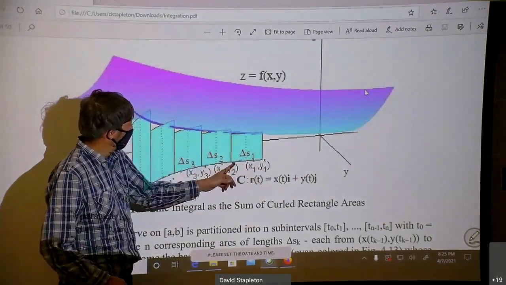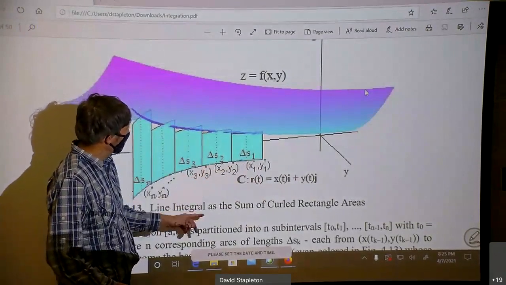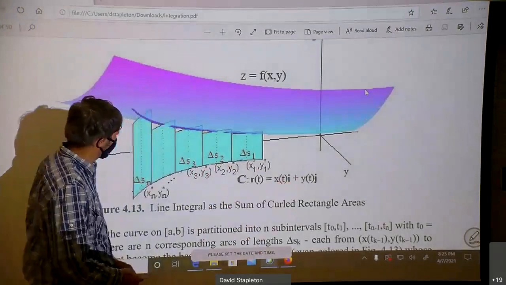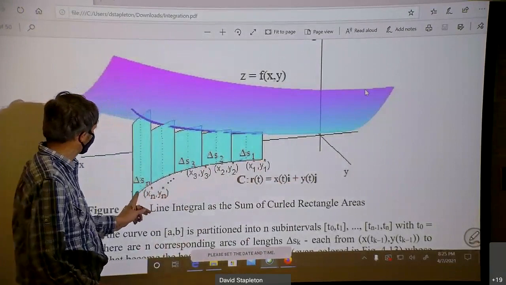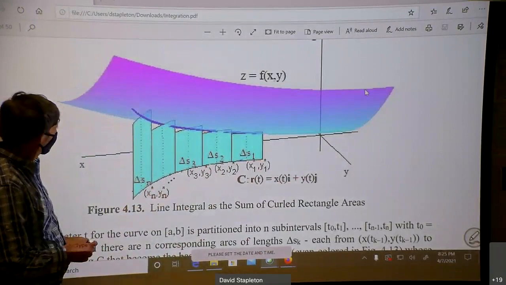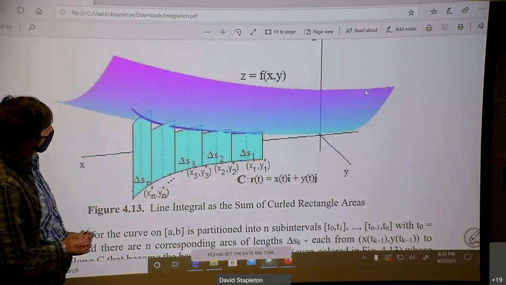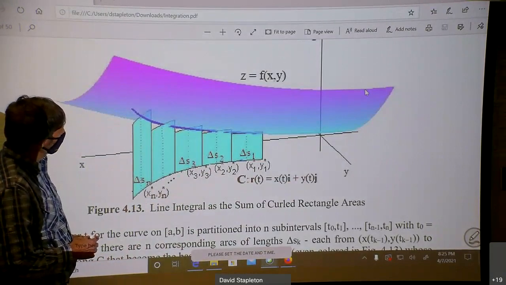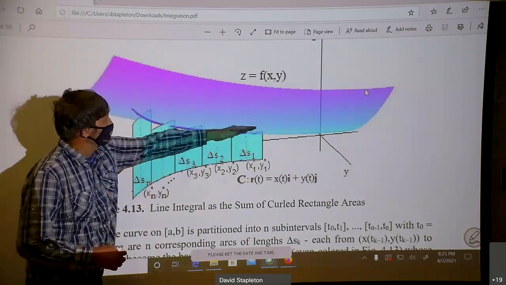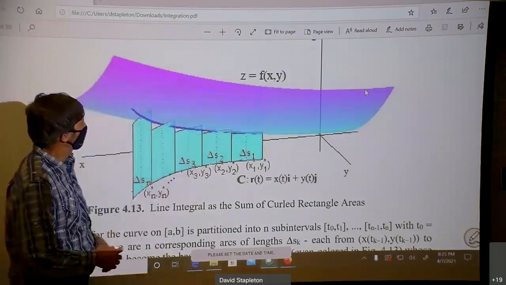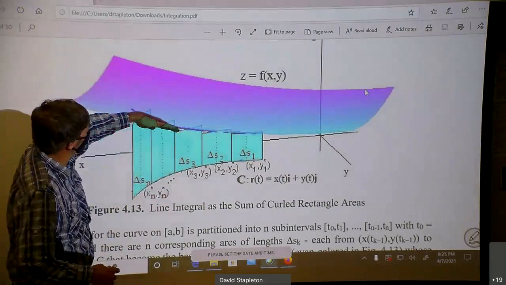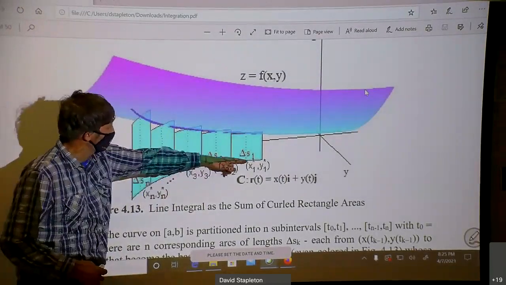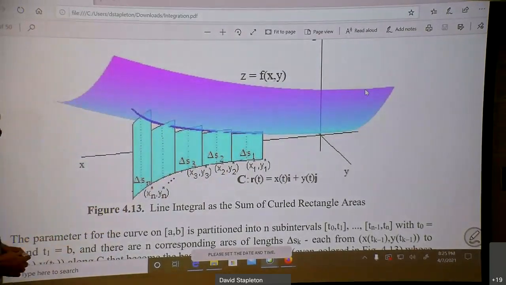X1, Y1, X2, Y2, X3, Y3 points along this curve, when you put in various values of T0, T1, T2, give these points along the curve. And then, instead of taking the height of rectangles up to a function of X, you take the height of rectangles up to a surface, Z equals F of X, Y over it. And what you get here is an estimate for the area of the curtain hanging down from that surface down to the curve below it.